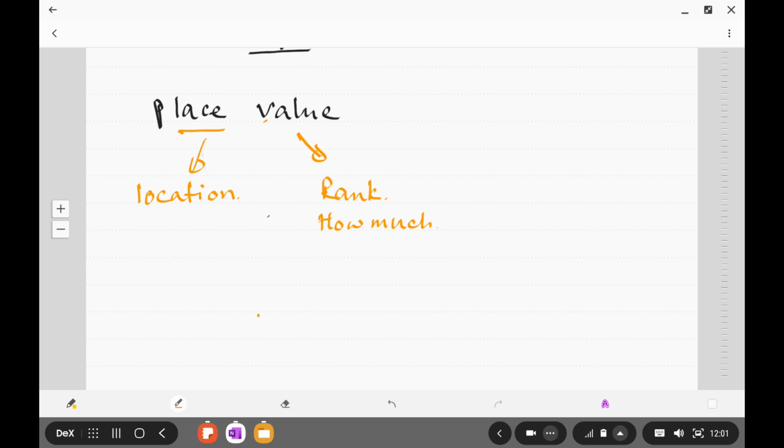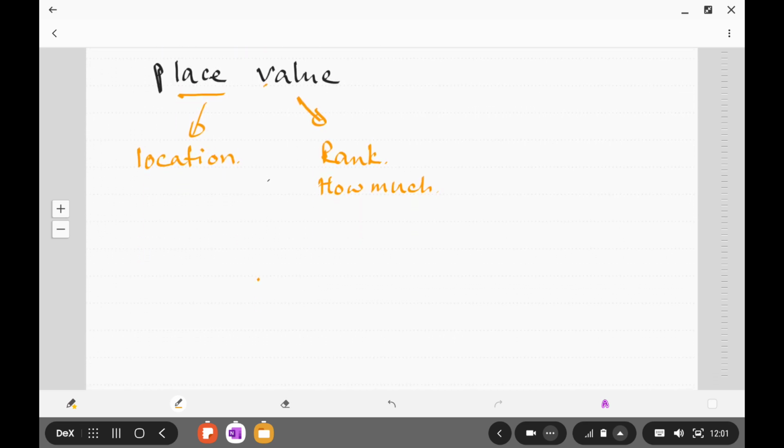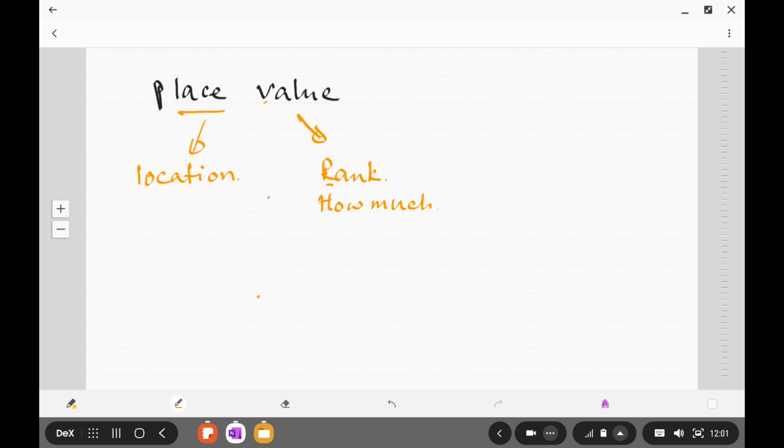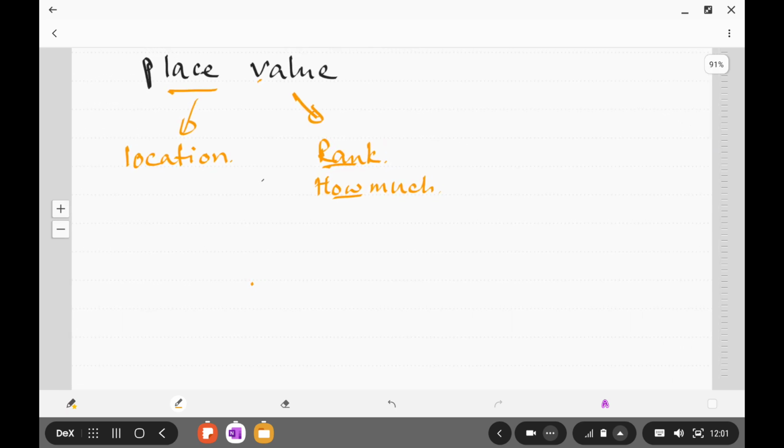Location, let me say I want to go to this place. We are referring to a location in terms of geography. But place, in terms of number, we are referring to where do we place these 10 digits? Where exactly do we place them? And based on that, we could give them a rank. So we could rank them, how small, how big they are. That's all it is, place value. So let me just explain this to you.